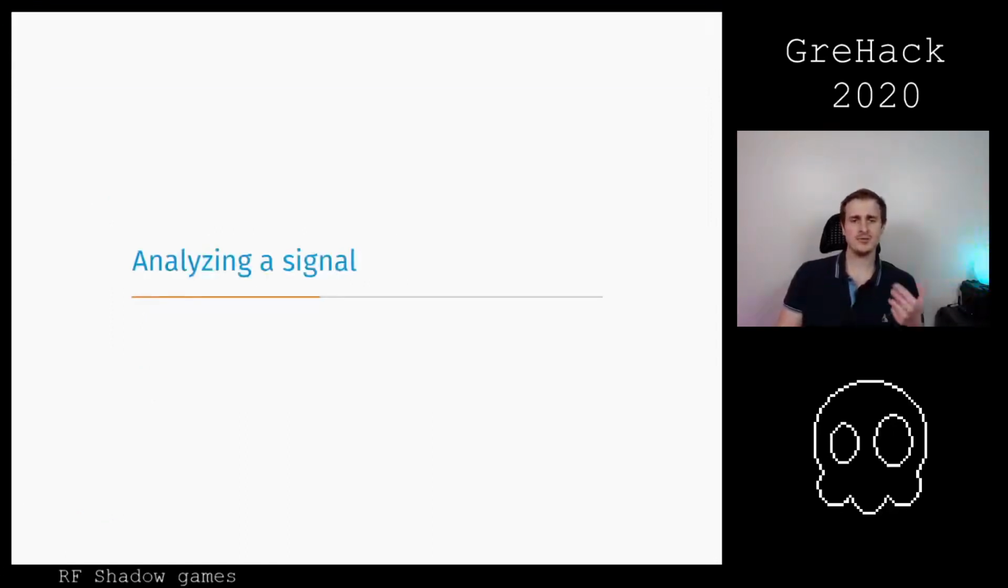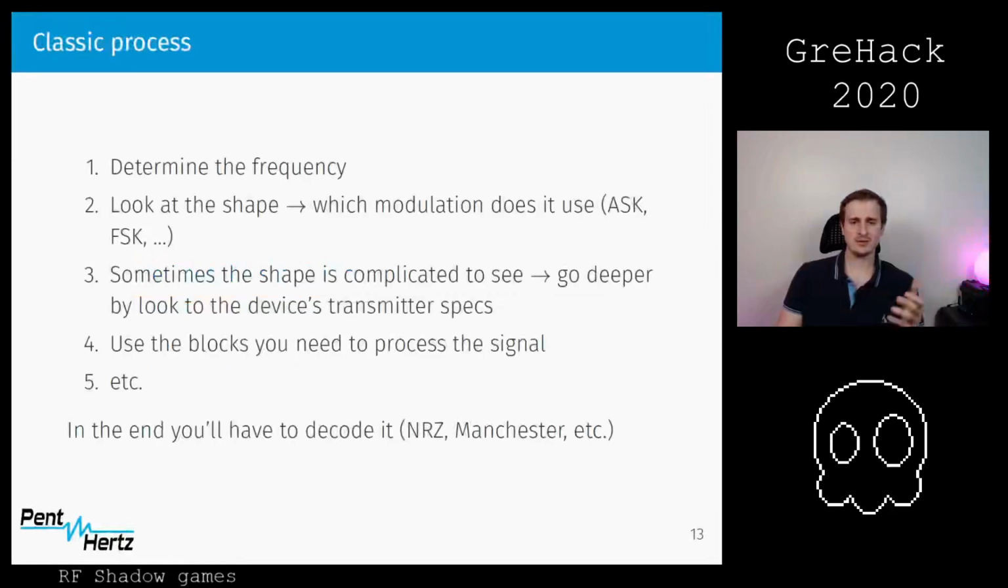And when it comes to analyzing the signal, you can, for example, determine the frequency. By determining the frequency, you can maybe classify the signal, say that maybe it's Wi-Fi, Bluetooth, LoRa, or something such as that, by just looking at the waterfall, the shape of the signal, the modulation, etc. And then you can go deeper.